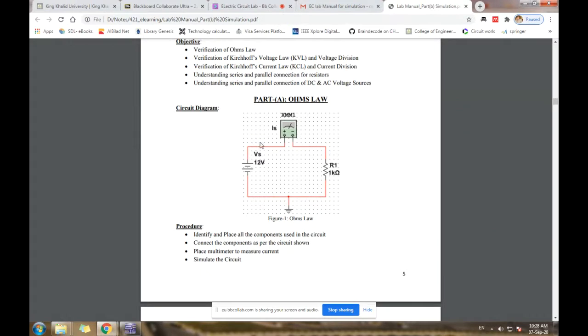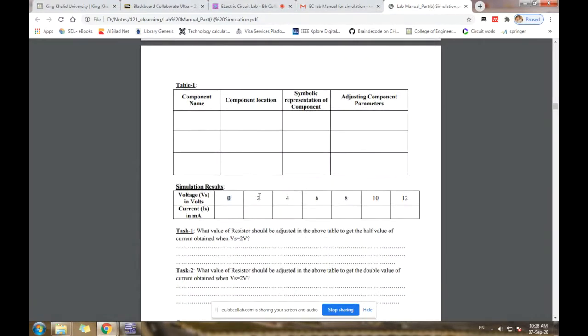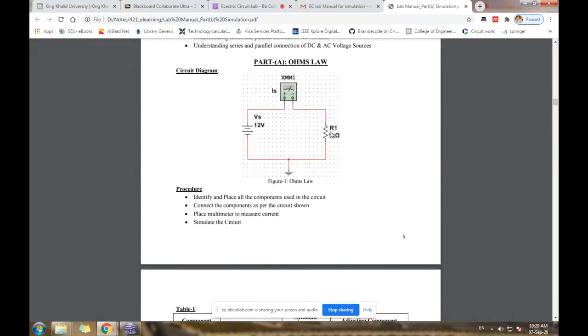I repeat again, from the circuit diagram given in experiment number 1, that is for Ohm's law, you can see that there are three components: one is the DC voltage source, another is ground, and another is the resistor. The DC voltage source value varies as per the table. First you have to give 0, 2, 4, 6 and 12. The value of the resistor will be constant, and ground you know is constant. XMM1 is the multimeter, which we will use to measure the current.